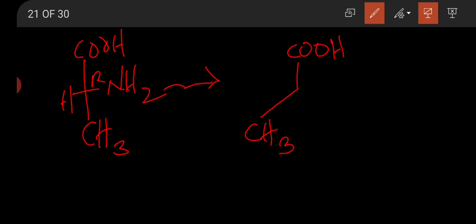And hydrogen is above the plane, drawn by using a thick line, and the NH2 is below the plane, drawn by using dotted lines. Okay.